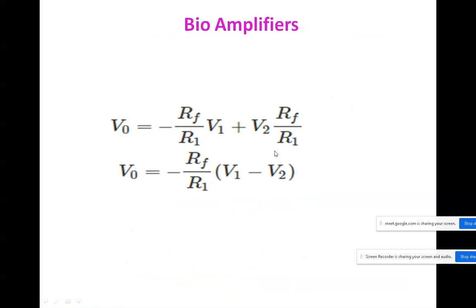RF by R1 into V2 in the second part. And RF by R1 is the same in both parts, so you bring RF by R1 out as common, with the minus value outside, so that inside the bracket you get V1 minus V2. This is nothing but the difference of two input signals, which is the output of your differential amplifier.